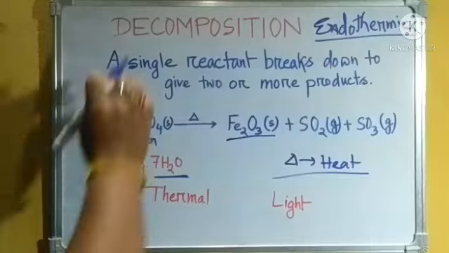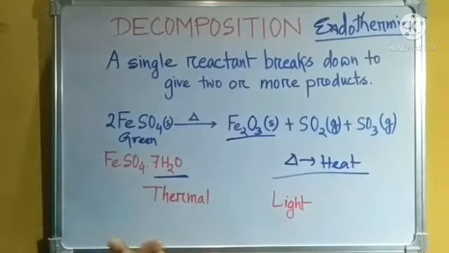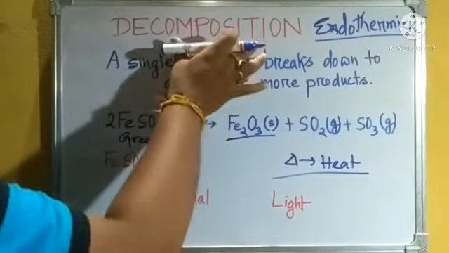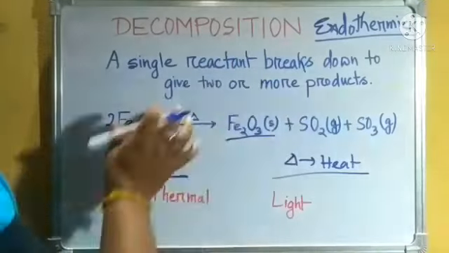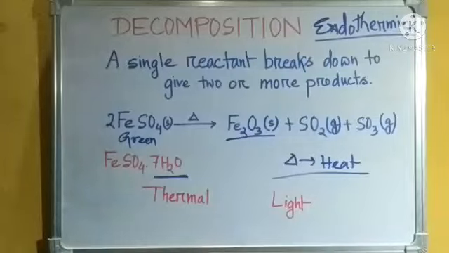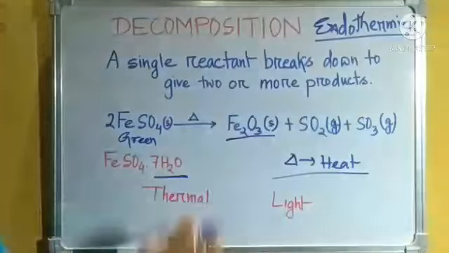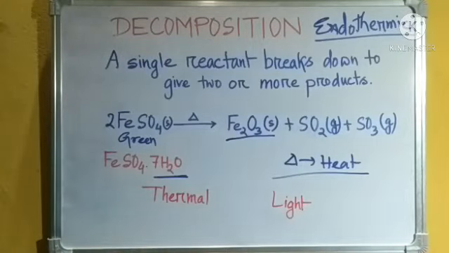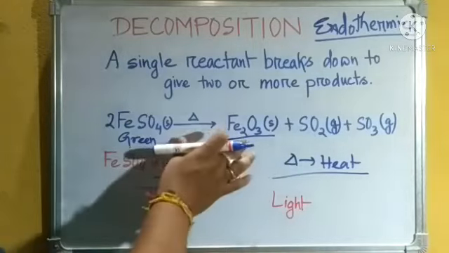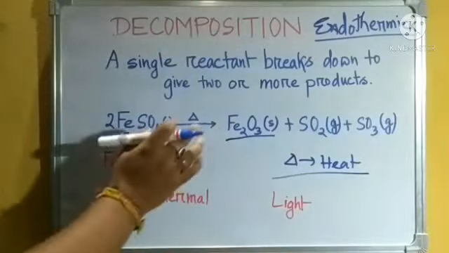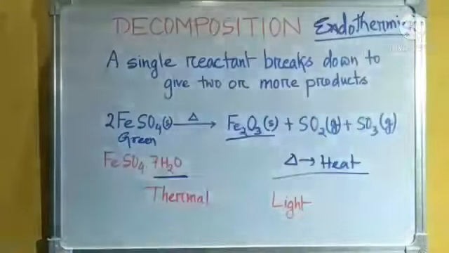So remember one thing, all types of decomposition reactions which we do thermally. I have written here thermal and light, that I will explain later on, but just remember, all those decomposition reactions where heat is used are examples of endothermic reactions. Clear? So in the exam also, suppose in any question you are asked to give an example of an endothermic reaction, you can take any of the reactions from your decomposition reactions where heat is used and you can write that as an example of an endothermic reaction.